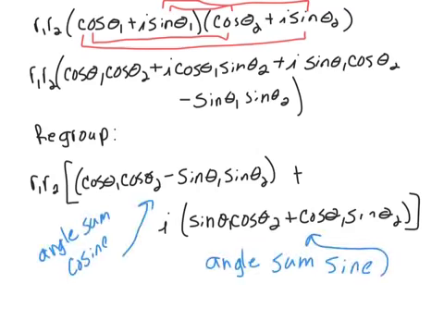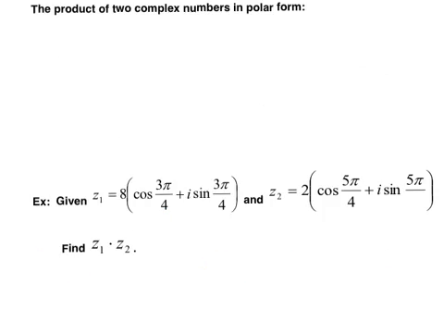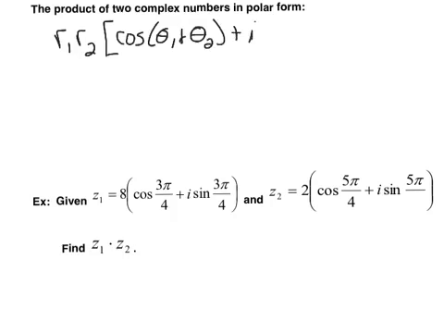So I can replace this part with the cosine of theta 1 plus theta 2, and I can replace this part with the sine of theta 1 plus theta 2. So we have a way to represent the product of two complex numbers in polar form, and here it is. It's going to be r1 times r2, and then all that's multiplied by the cosine of theta 1 plus theta 2 plus i times the sine of theta 1 plus theta 2.